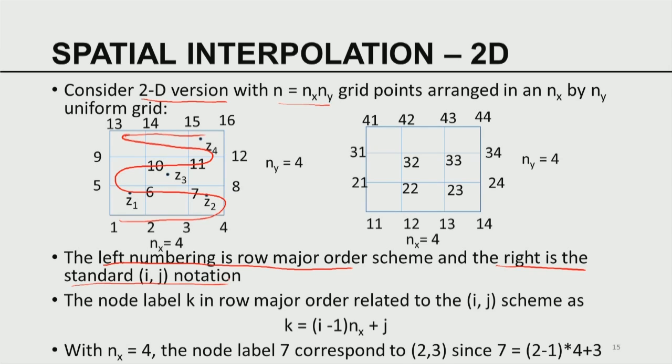These two notations are related. So if K is the value of the grid point in the row major order, and IJ is the coordinate in the two dimensional representation, K and IJ are related by this relation. K is equal to I minus 1 times nx plus j. For example, when nx is 4, the node labeled 7 corresponds to 2, 3, since 7 is equal to 2 minus 1 times 4 plus 3.